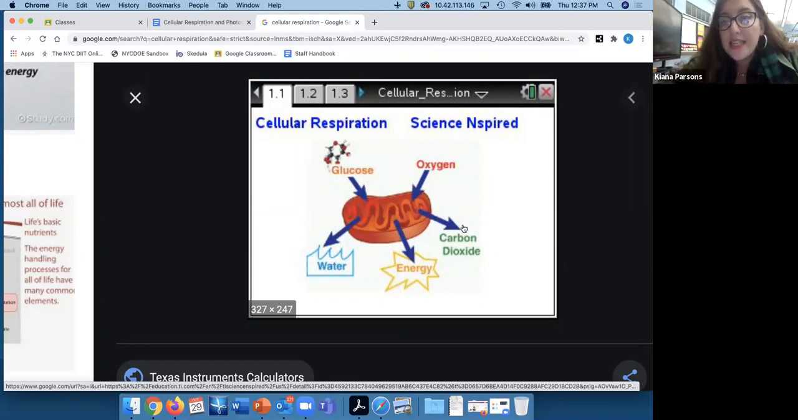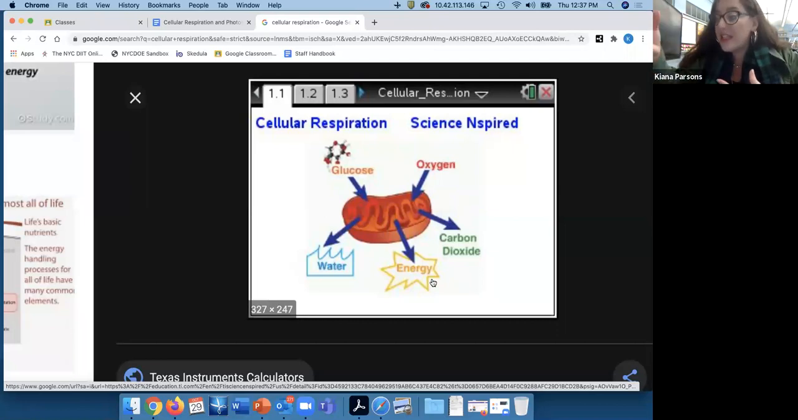right? So we can see that it's a mitochondria. We can see the direction where the glucose is going in. They even drew a depiction of like a glucose molecule, oxygen going in. There's a little illustration for water and energy. You would want to call the energy ATP, but this is what we're looking for, right?